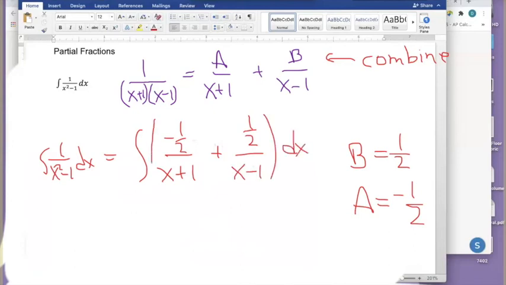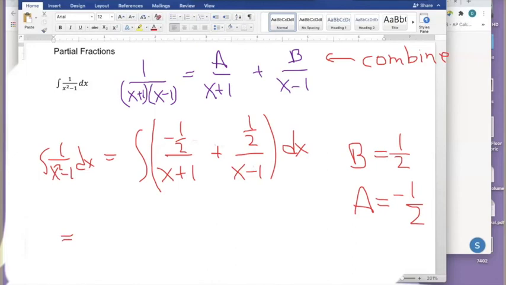And by the way, it doesn't matter whether you put the A over x plus 1 or x minus 1, as long as you keep them straight. If you had done A over x minus 1 plus B over x plus 1, it would have come out the same, as long as you didn't make a computational or algebraic error. It's not a matter of picking the right A and B to go over the right denominator. So anyway, hopefully you recognize that this is a natural log integral.